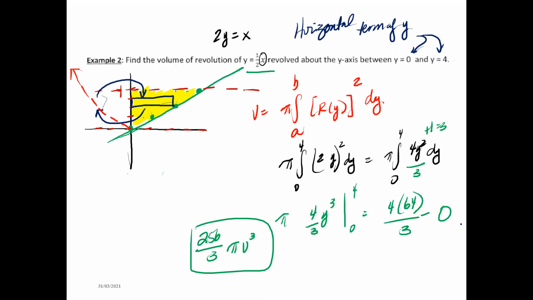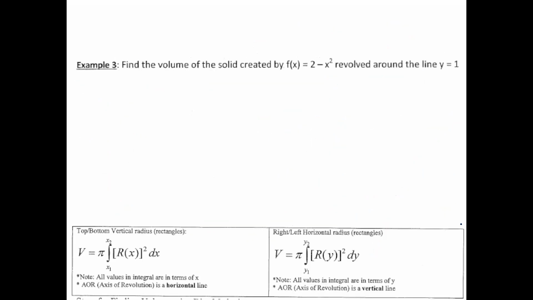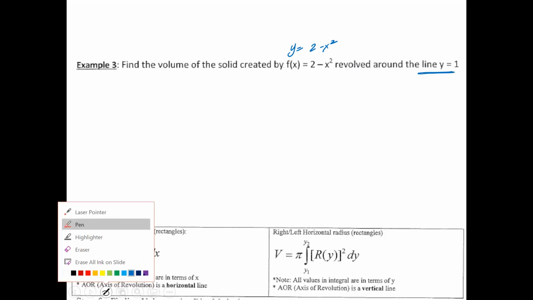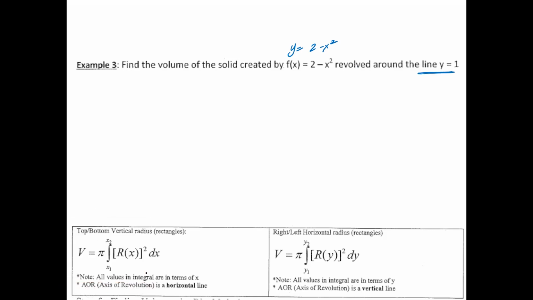All right, let's go on to example 3. Find the volume of the solid created by f of x equals 2 minus x squared, revolved around the line y equals 1. So it's a little bit different.